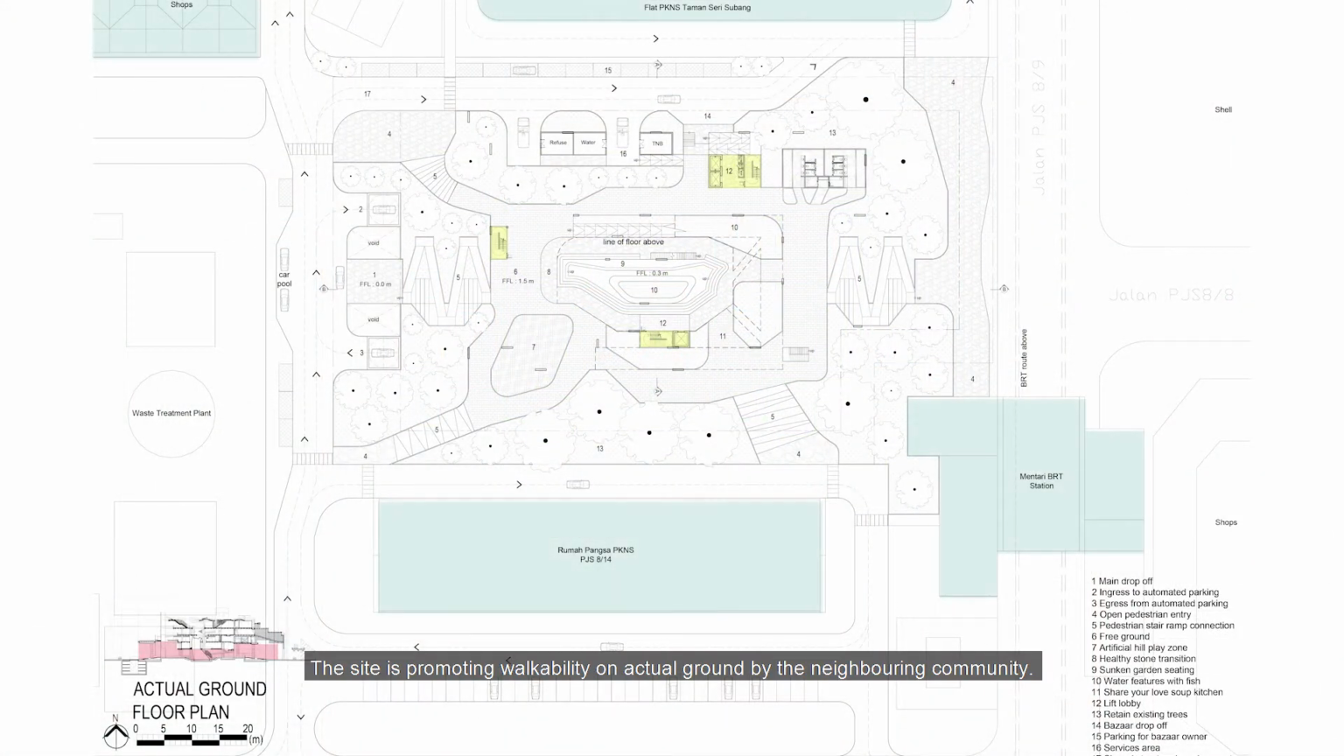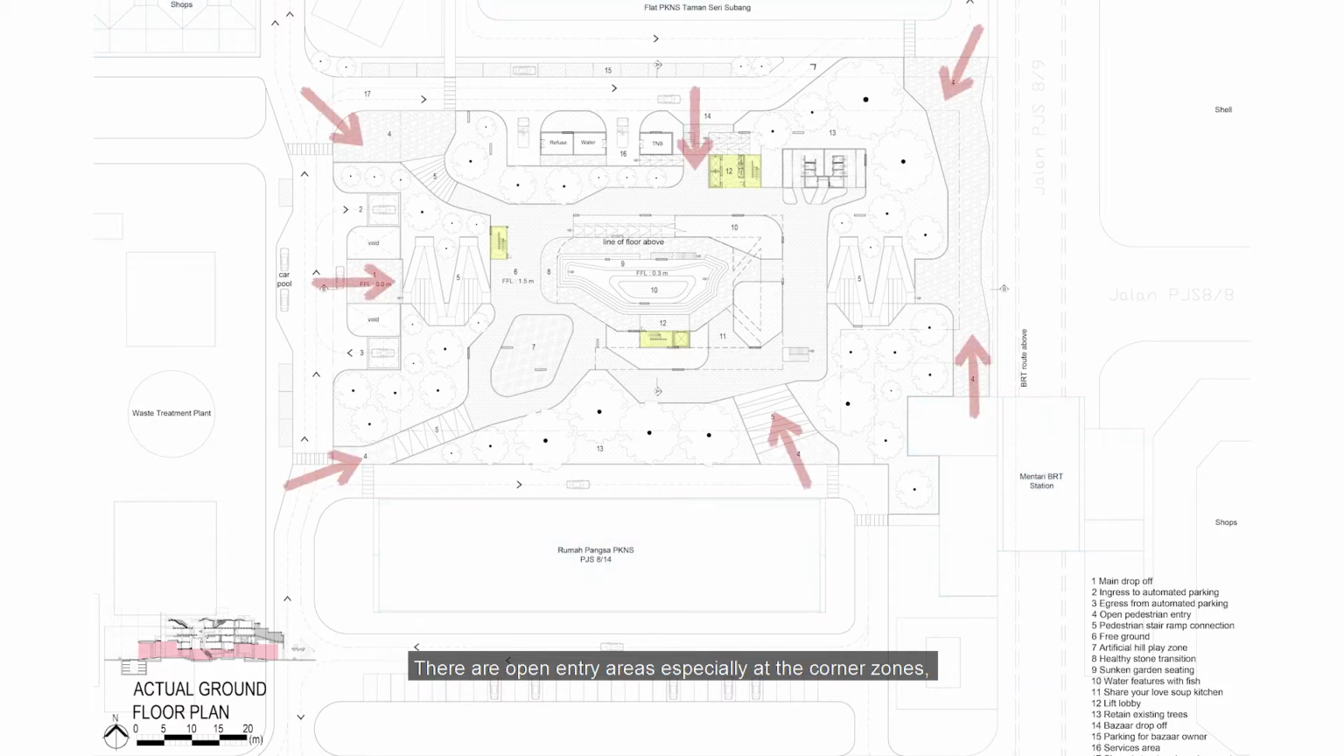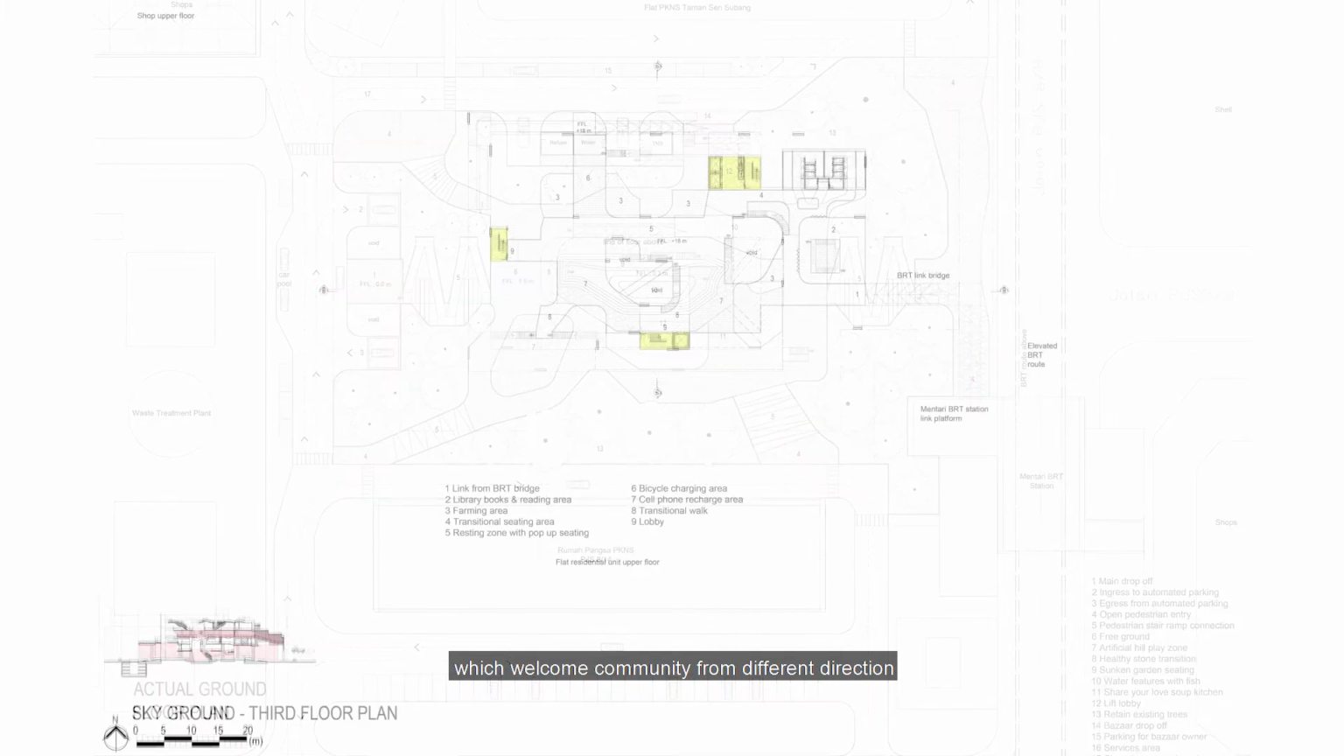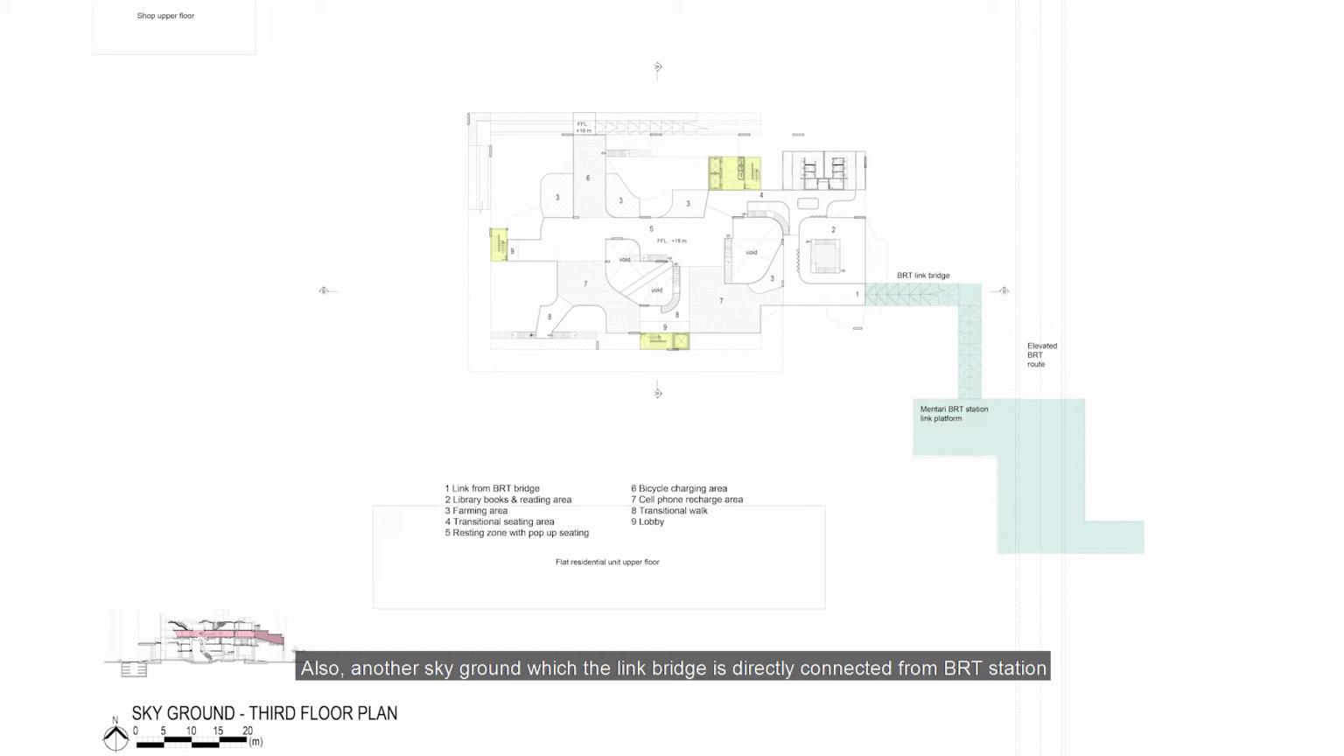The site promotes walkability on the actual ground by the neighboring community. There are many open entry areas, especially at the corner zones, which welcome the community from different directions. Also, another sky ground which links the bridge is directly connected from the BRT station, providing a buffer transit and resting zone for the travelers.